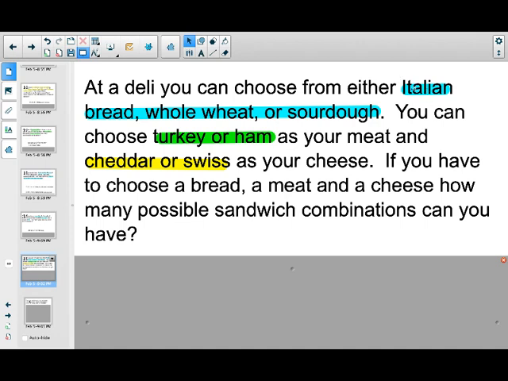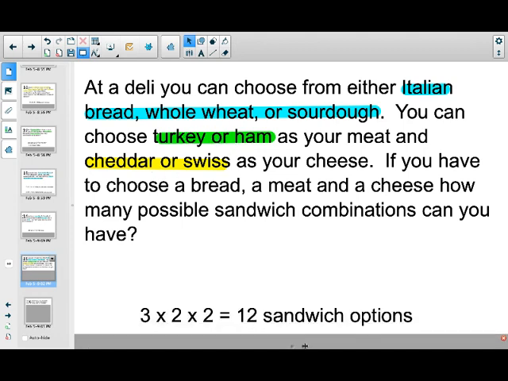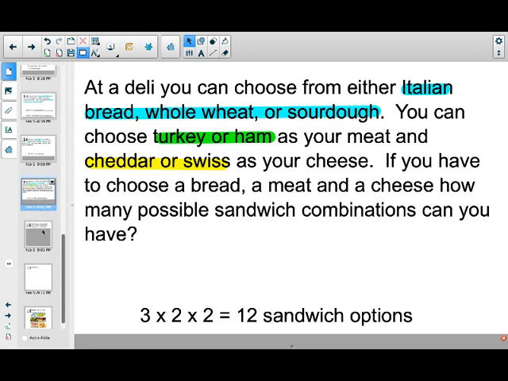Notice we have three choices, or three steps, sorry: choose the bread, choose the meat, choose the cheese. So this should tell you right away, different steps means we're using the multiplication counting principle. Our first step, we have three options: Italian bread, whole wheat, sourdough. For meat, we have two options. And for cheese, we have two options. So we take our 3 times 2 times 2, and we see that we have 12 different options for our sandwiches.